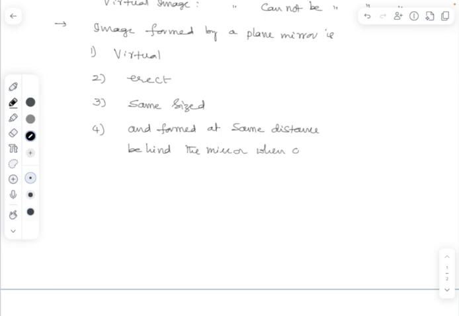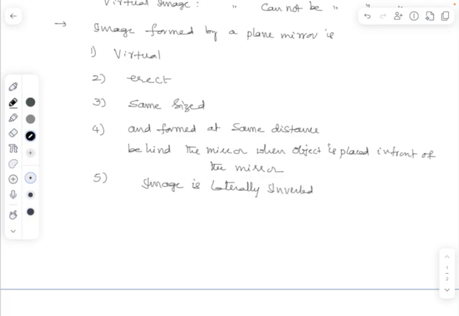when object is placed in front of the mirror. Image is laterally inverted, means right side of object appears as left and left side of object appears as right in image.